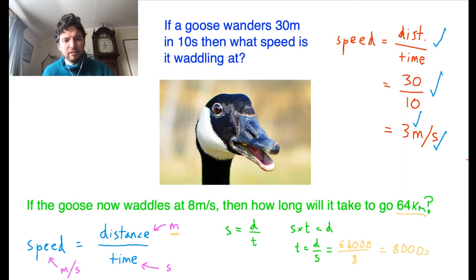Cool. Now 8,000 seconds is a totally fine unit to use because seconds is the standard unit. But if you want to convert it to minutes, then you divide by 60. And if you want to convert that to hours, you divide by 60 again. Anyway, we'll leave it as 8,000 seconds for now. Okay, so next bit.